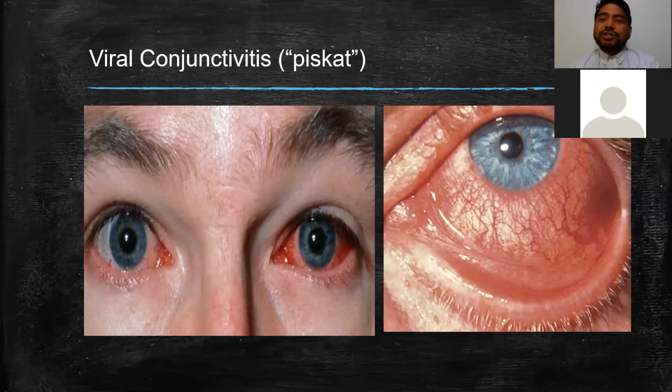How do we treat viral conjunctivitis or piscat? So usually we just give eye lubricants, artificial tears. Piscat is very contagious, so it can be transmitted. So it's very important to wash your hands regularly and dispose of the tissue that we use properly. And then we usually advise the patient to rest for a few days, not go to work or school, because it's very contagious. Piscat usually resolves over time with no complications. Now we just have to give medications to help with the symptoms of your piscat.